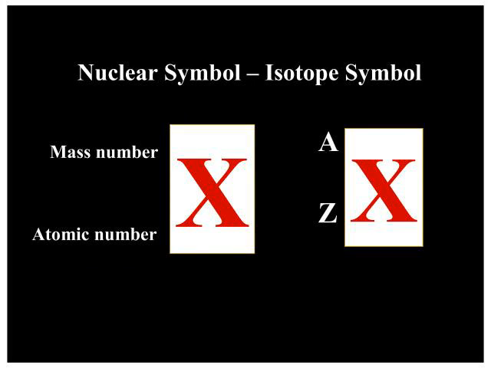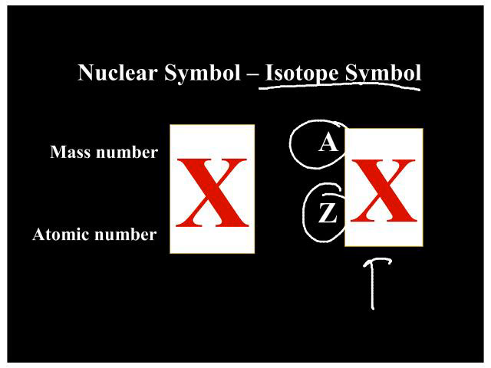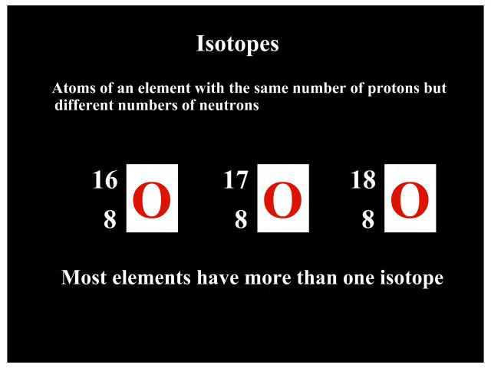Some other basic skills: make sure you can read an isotope symbol, that you know this is the mass number, this is the atomic number, this is the symbol of the element. Make sure you can get the number of protons and electrons and neutrons when you look at a symbol. And of course that you know that all elements have some isotopic forms.